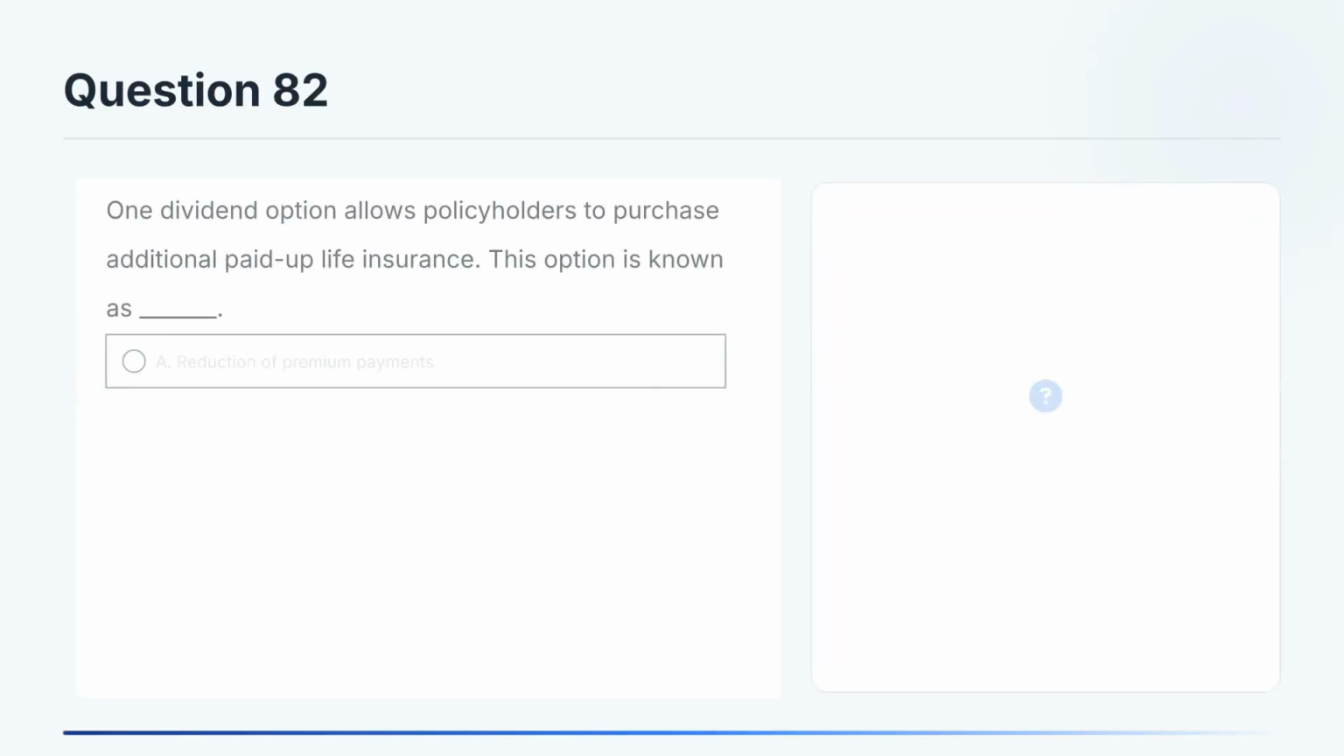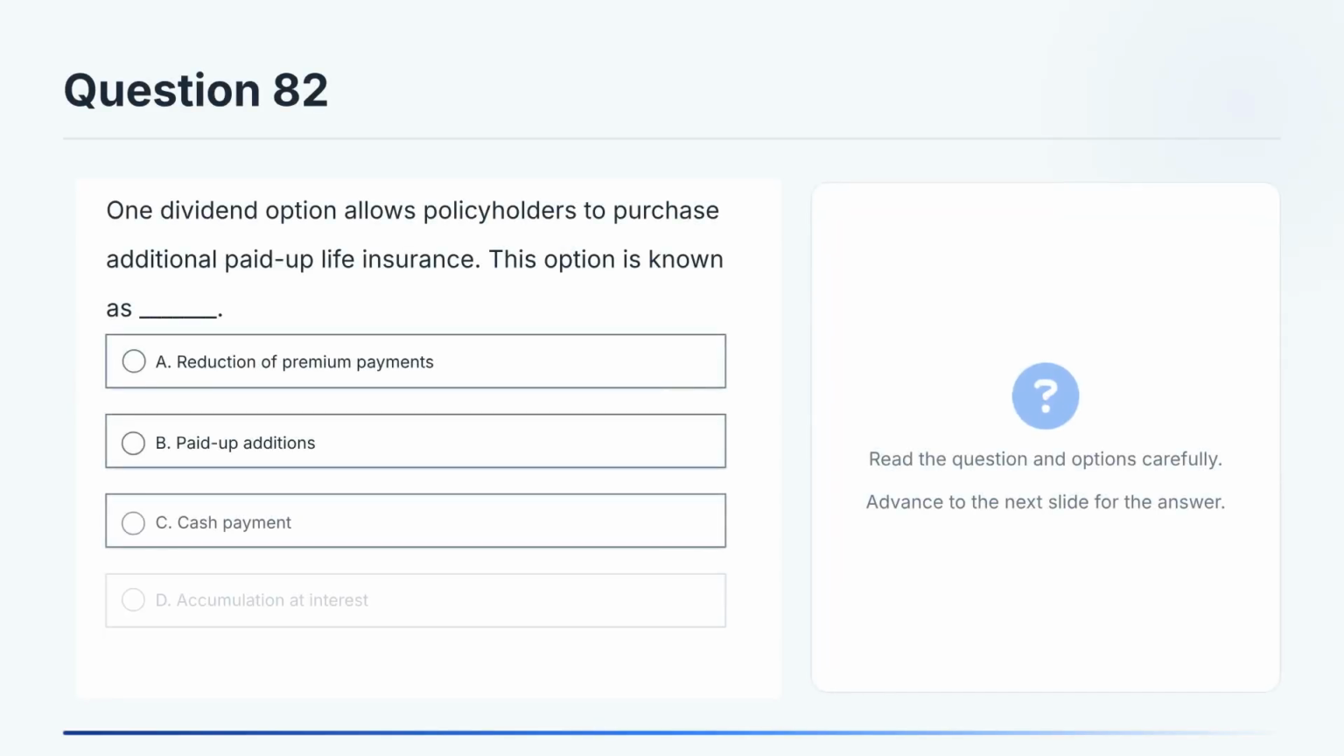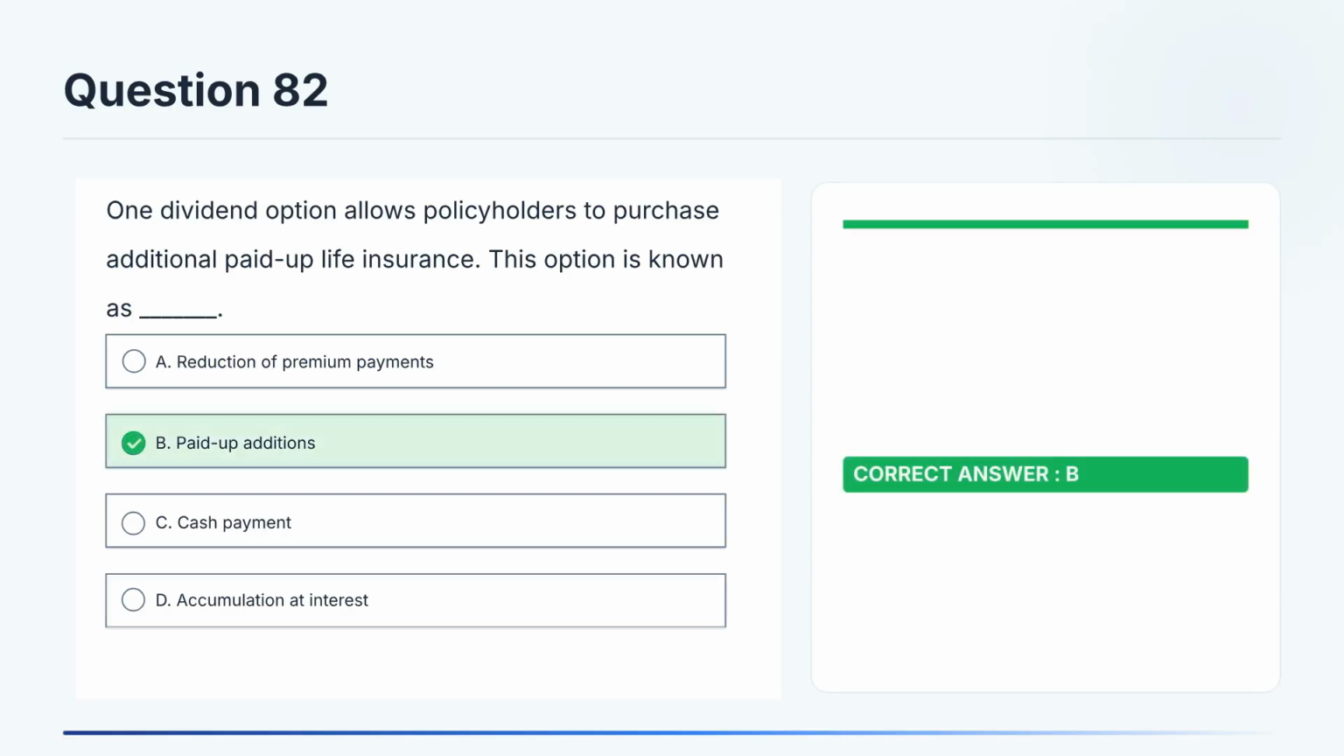Question 82. One dividend option allows policyholders to purchase additional paid-up life insurance. This option is known as blank. A. Reduction of premium payments. B. Paid-up additions. C. Cash payment. D. Accumulation at interest. The correct answer is B.